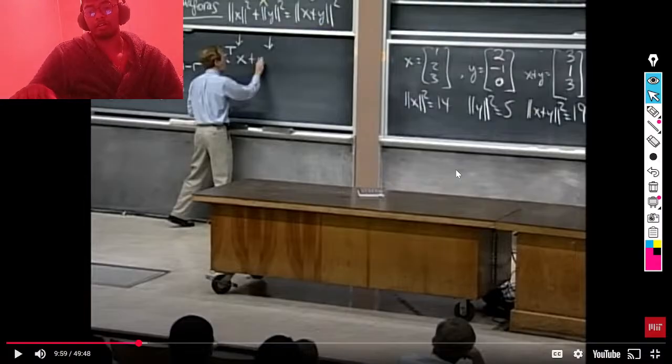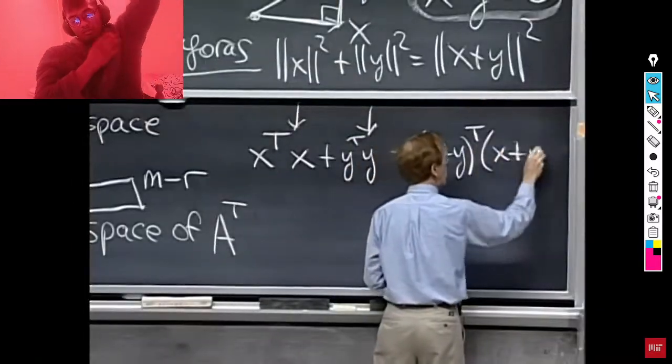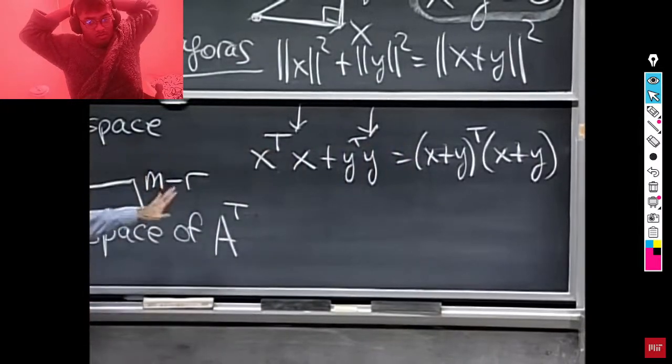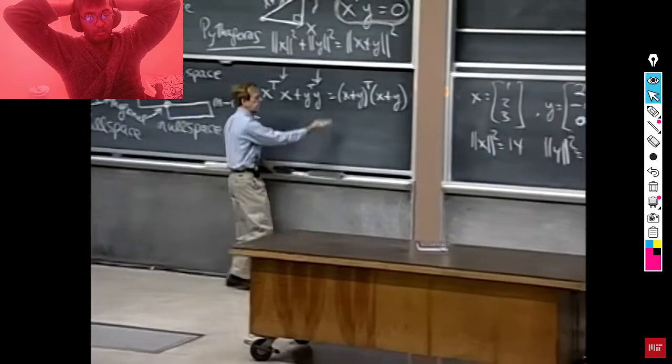So x could be written as x transpose, I mean y could be written as x transpose. And this is x plus y transpose x plus y. Okay. So I'm looking, again, this isn't always true. I repeat, this is going to be true when we have a right angle. And let's just simplify this stuff here.